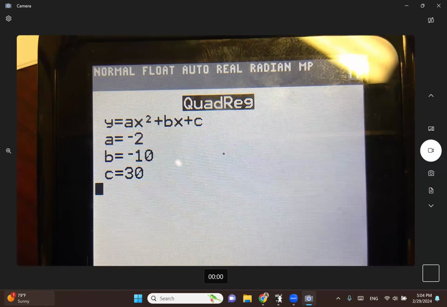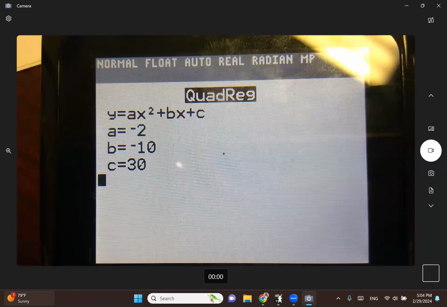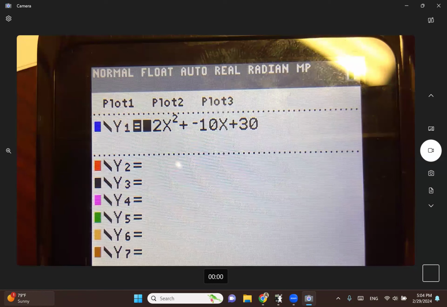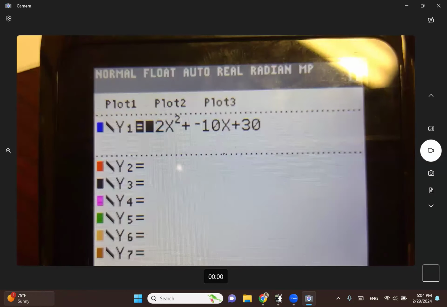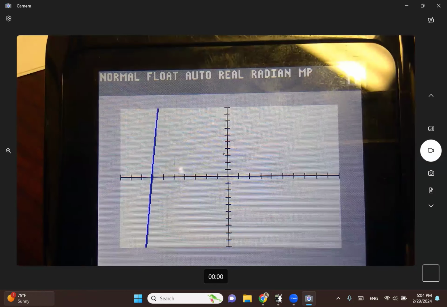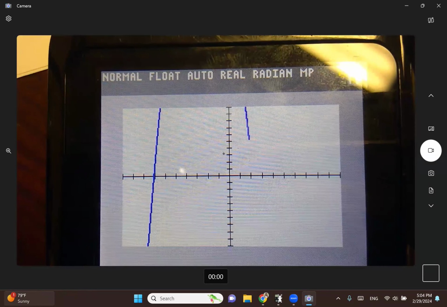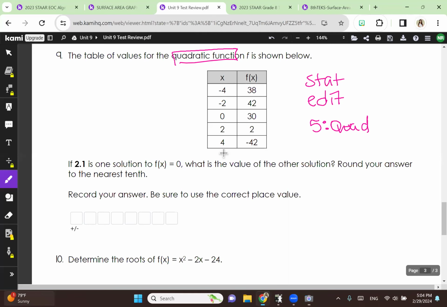The reason you always want to press alpha trace is because if I go to y equals, my equation will be there for me. Okay. Now I'm going to hit graph. It says in the question, 2.1 is one of the solutions.